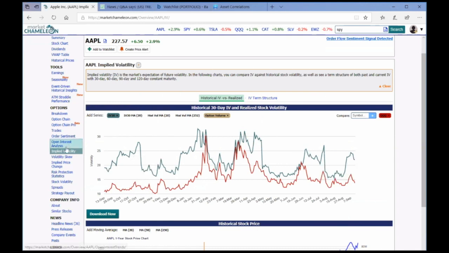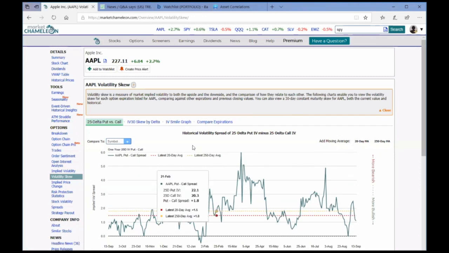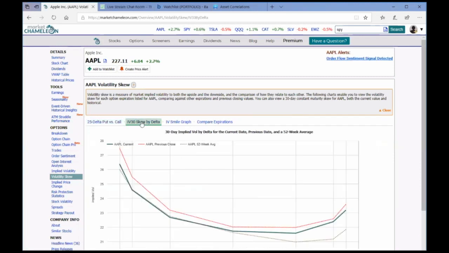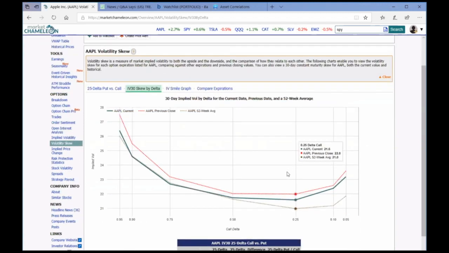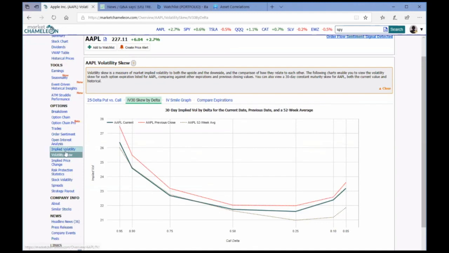Okay, so now I look back. Now I want to go out further. So I'll say, hey, let's look at skew here. I want to look at Apple skew by delta. Okay, so now Apple skew by delta. Okay.